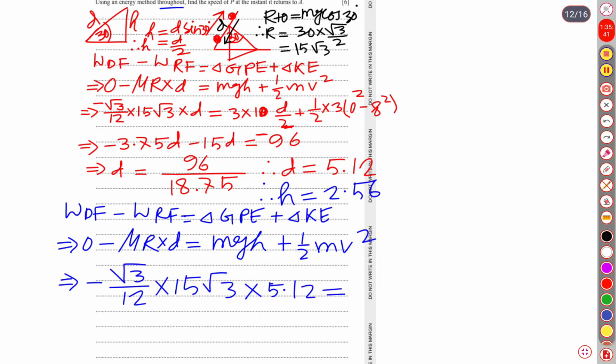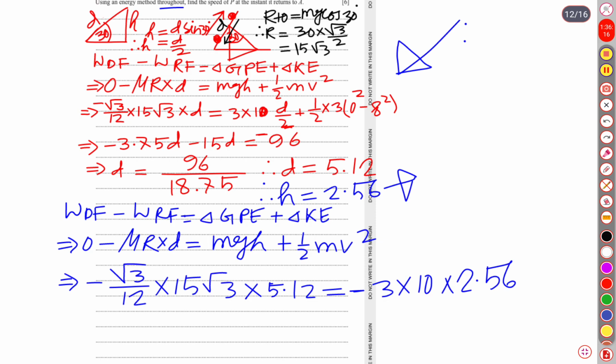equal to mass of the particle which is 3, acceleration due to gravity is 10, and the height we have obtained is 2.56. But look at this, this time the particle is moving downward. As the particle is moving downward, the final height is less than the initial height. That means it is coming downward. That's why height is negative. Negative 2.56, plus half mv square.